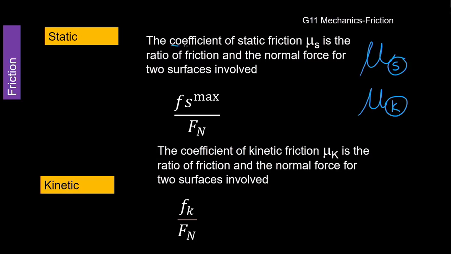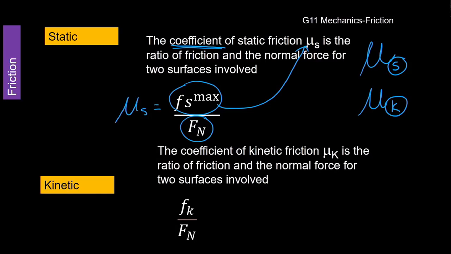So it is called the coefficient. That's the word. It is mu S, and it is a ratio. And a ratio doesn't have units, right? And this is the ratio. It is for static friction. It is the maximum static friction that we deal with, divided by the normal force. That is now the equation, the ratio for this coefficient. So we can say mu S equals this ratio.